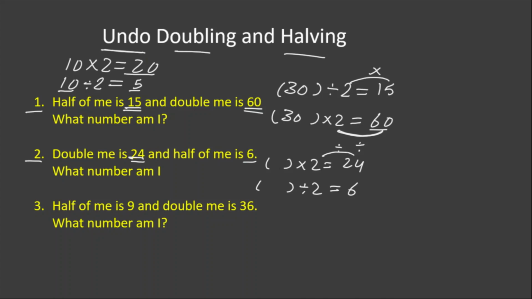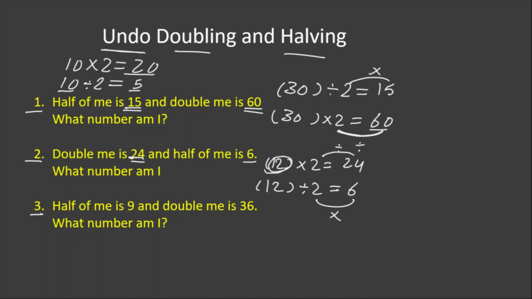Half of 24 is 12. Where we halved, we double it. To undo halving, we double the result. Double 6 is 12. The number we didn't have is 12. And it is now clarified that the number which was not given was 12. Let's move to question number 3.